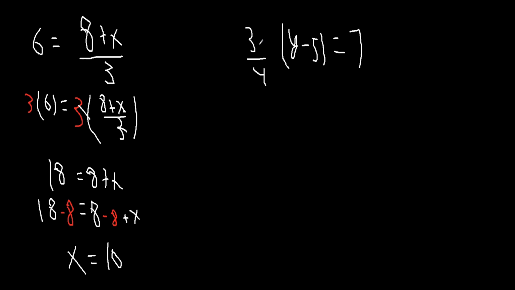But in this example, we have 3/4 and we're actually writing out our fractions. And when we write out a single fraction in our equation, what we have to do is multiply each side by our denominator. So again, we have to multiply each side by the denominator of this fraction. So if we write this out, we get 3/4 times y minus 5, and this will be multiplied by 4, and this equals 7 multiplied by 4.